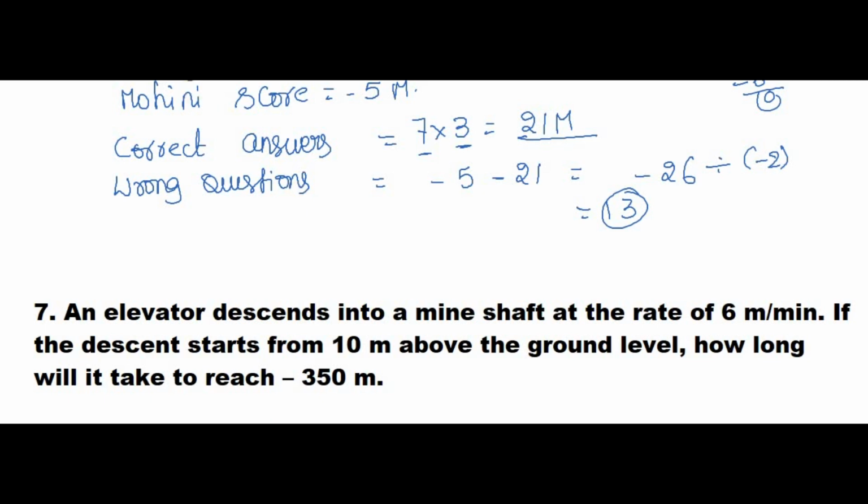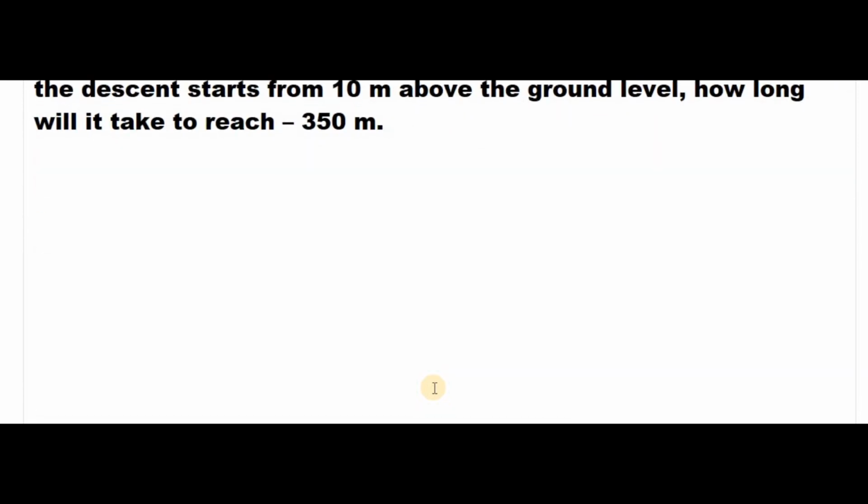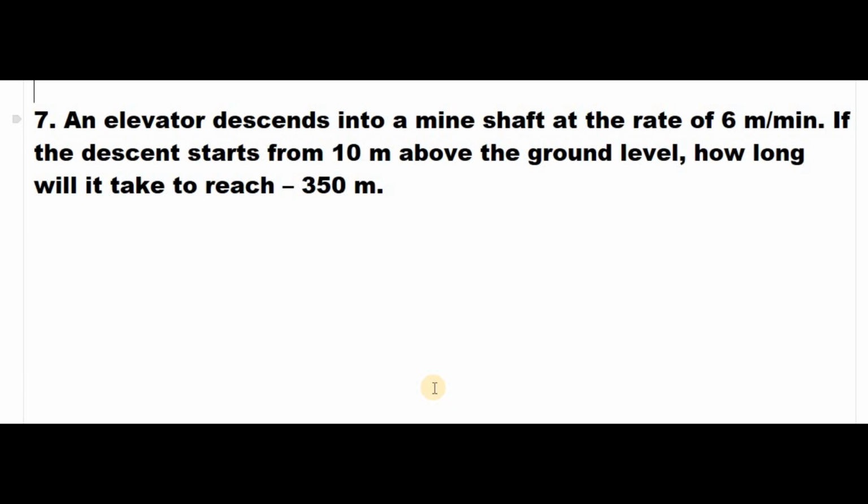Okay, now we'll move on to the last question of this chapter, students. So we are going to complete this first chapter. And now we will see what question is given to us. An elevator descends into a mine shaft at the rate of 6 meters per minute. If the descent starts from 10 meters above the ground level, how long will it take to reach minus 350 meters?